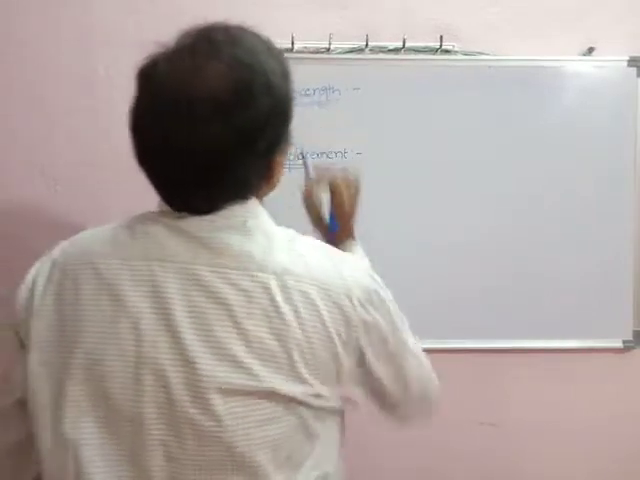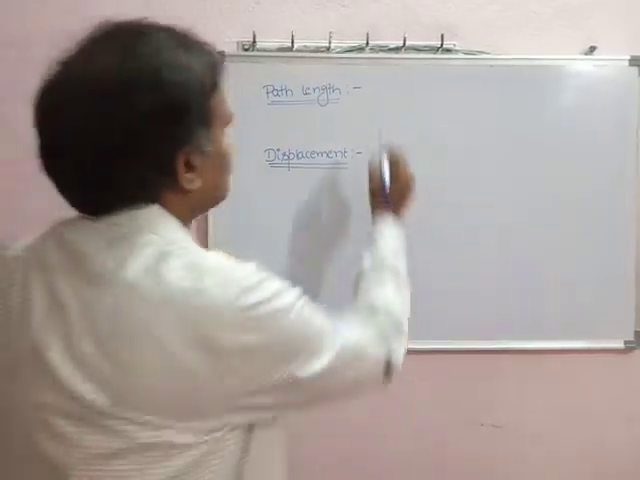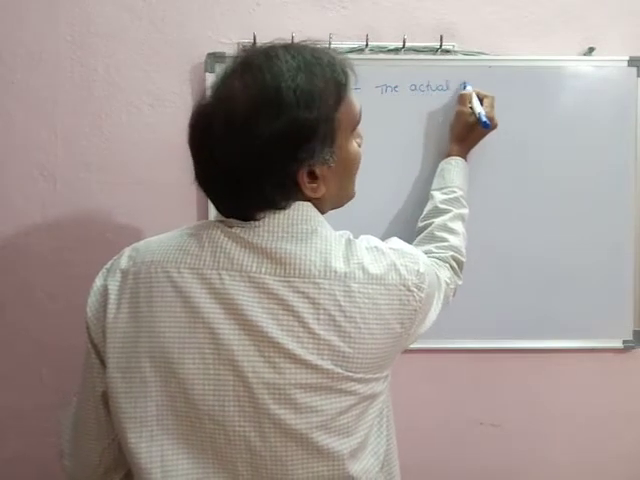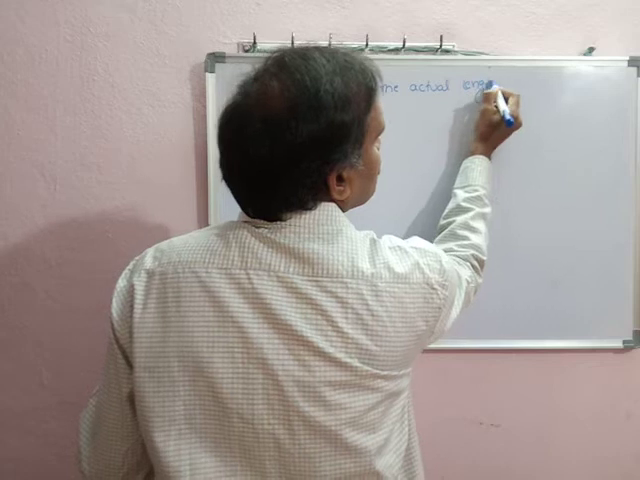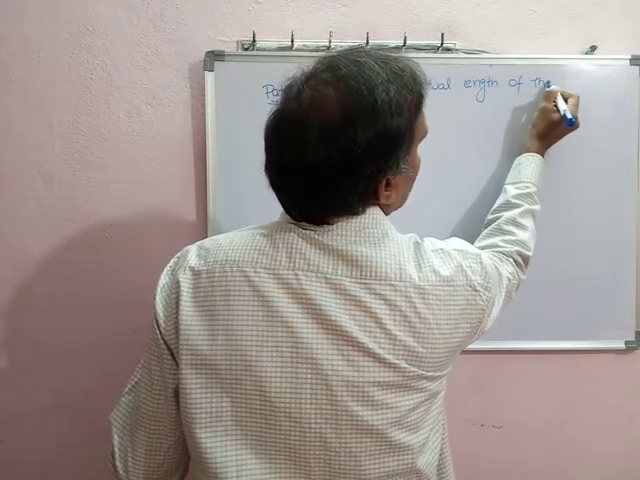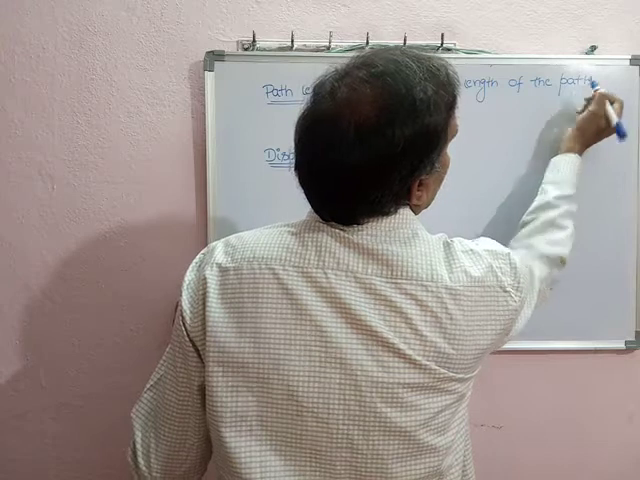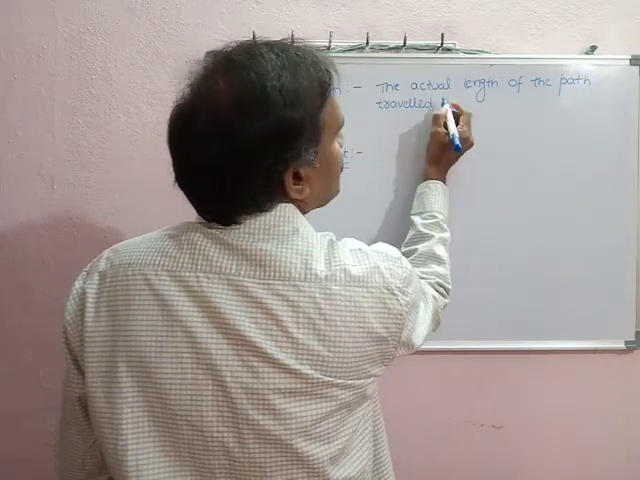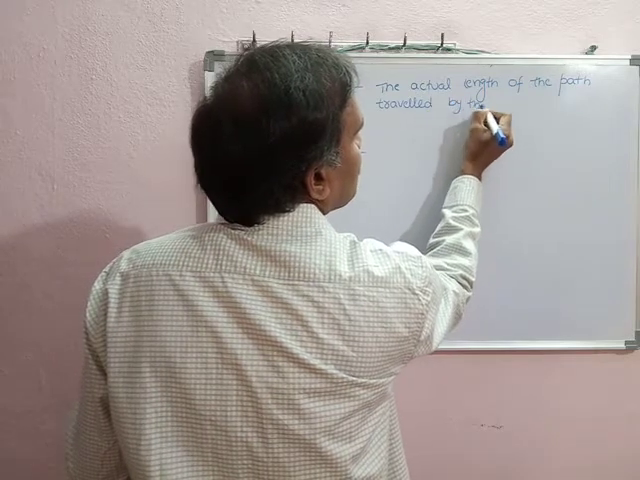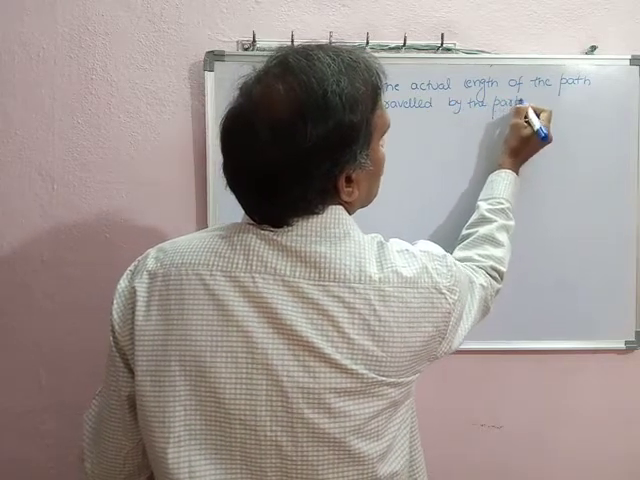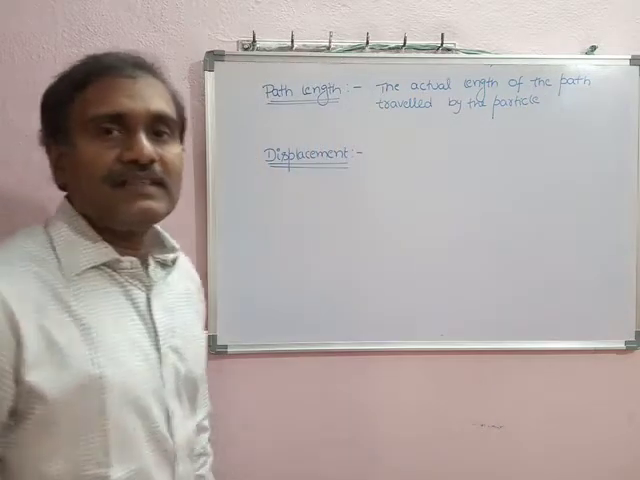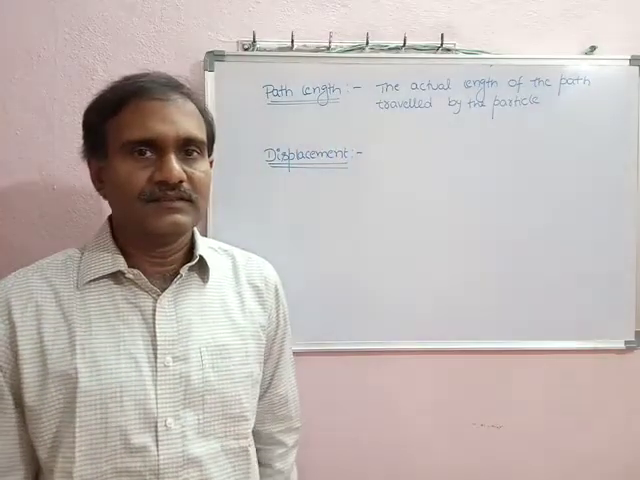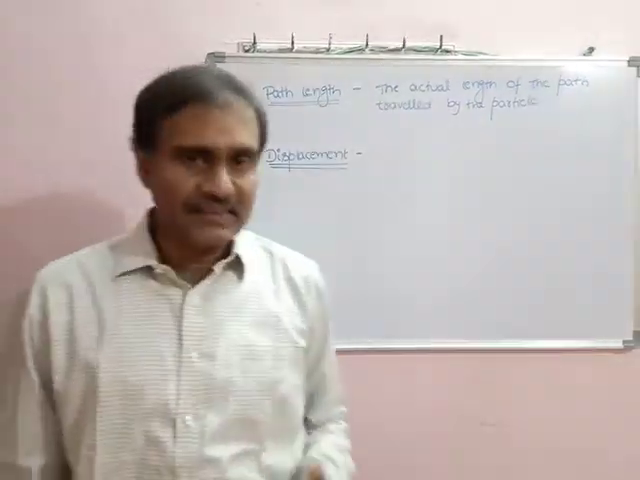Okay, what is meant by the path length? The actual length of the path traveled by the particle. The actual length of the path traveled by the particle is called path length. That is the definition for path length.